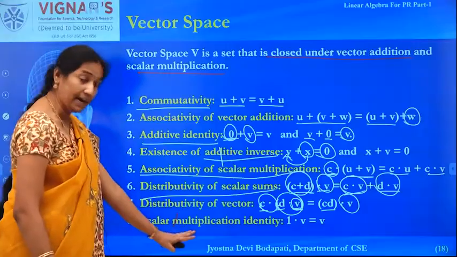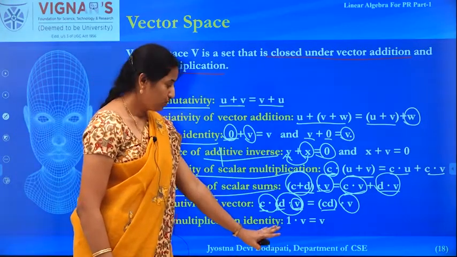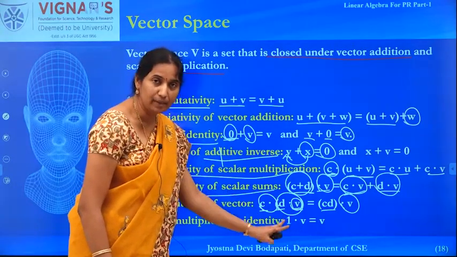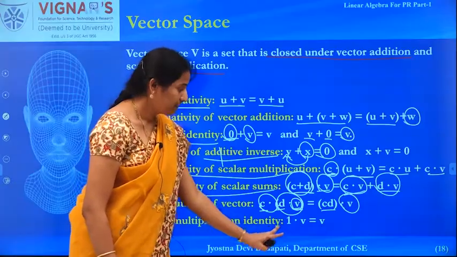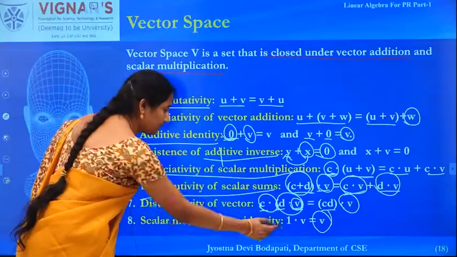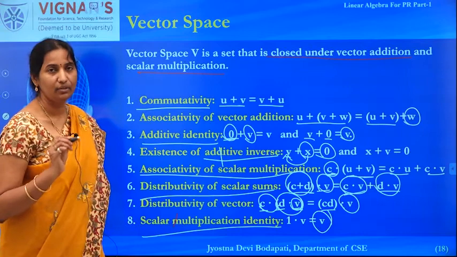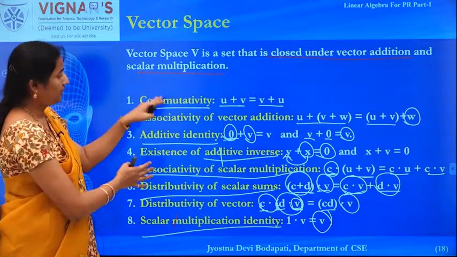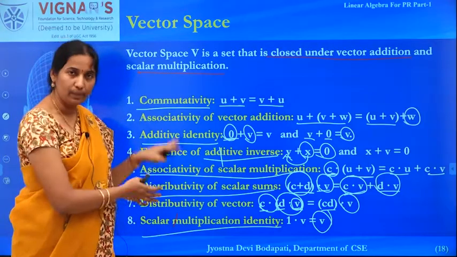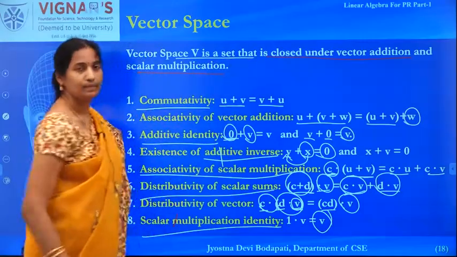And consider the last law, that is scalar multiplication identity. So if you consider any vector V and if you multiply that with the number 1, which is a scalar, then that results in the original vector itself. So one is called the scalar identity for multiplication. So whenever all these properties are satisfied by the vectors, that is called a vector space.